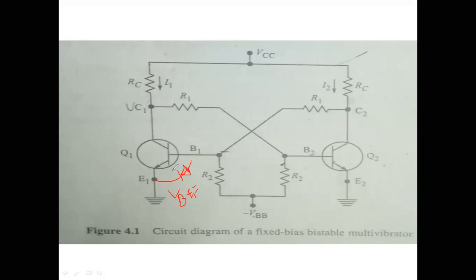Here the transistor is in the off state, therefore the voltage will be more than 0.6. This is an open circuit, so there will be some voltage here and some voltage here. Therefore the potential difference between base and emitter will be greater than 0.6. It won't be 0.6.